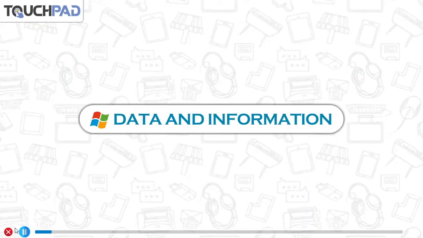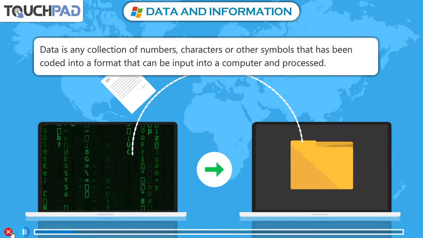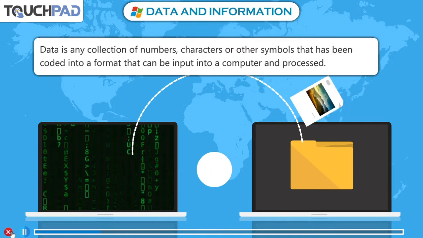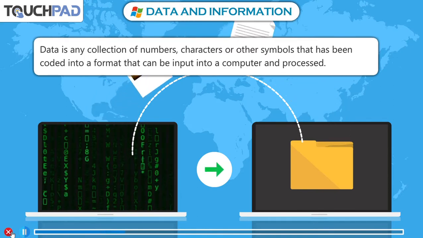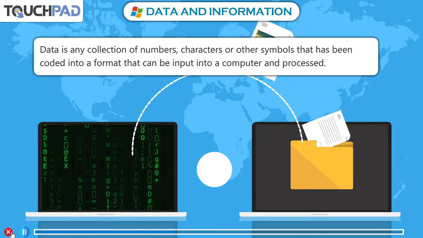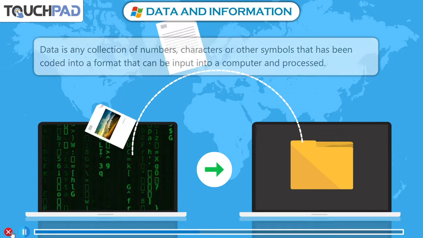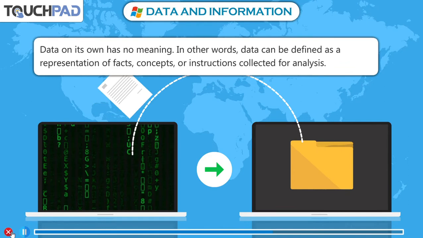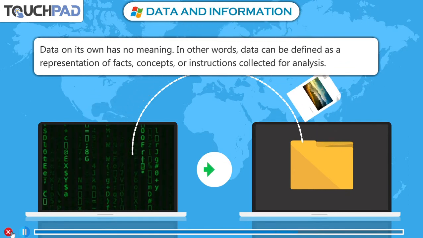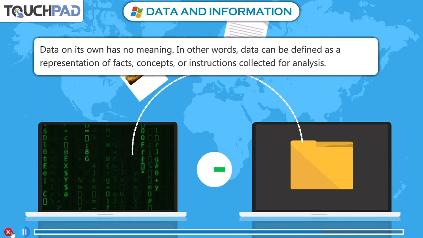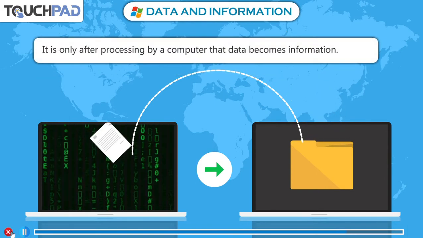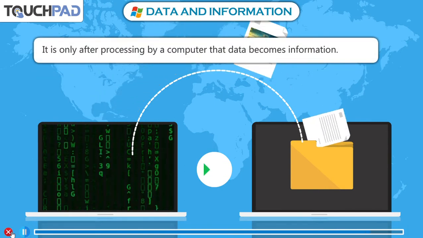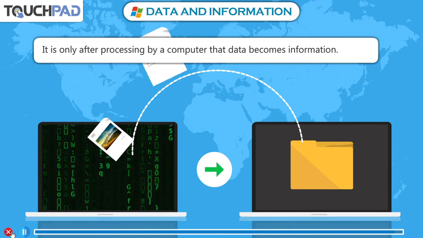Data and information. Data is any collection of numbers, characters, or other symbols that has been coded into a format that can be input into a computer and processed. Data on its own has no meaning. In other words, data can be defined as a representation of facts, concepts, or instructions collected for analysis. It is only after processing by a computer that data becomes information.